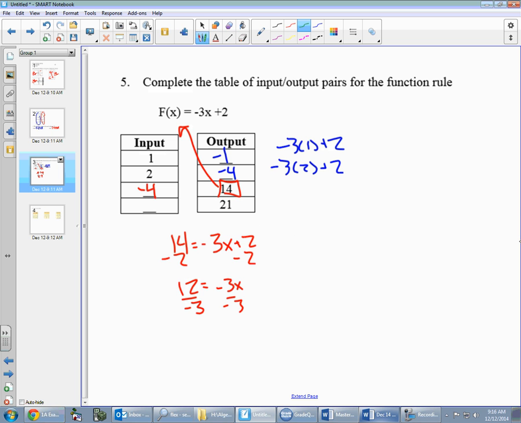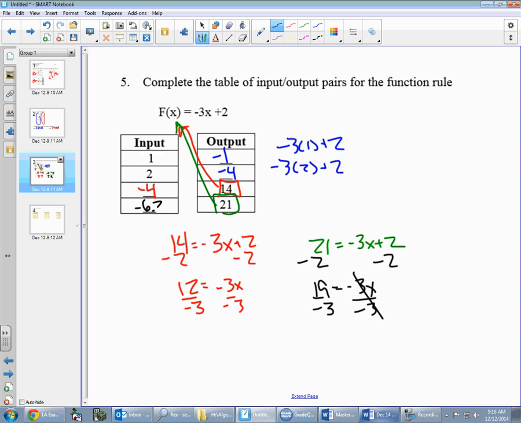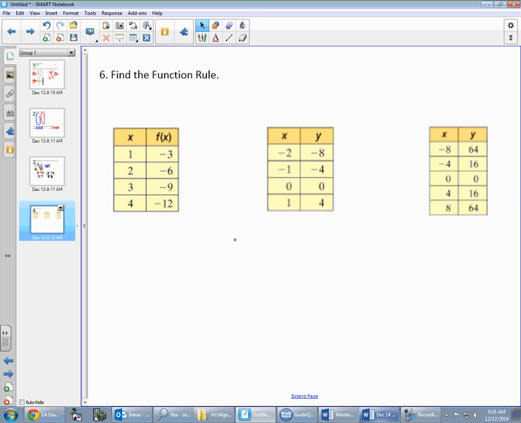I'm going to do the same thing with -21. You're giving me an f of x, an output, so I'm going to plug that in and figure out what I would have to plug in to get -21. 19 equals -3x, so when you divide both sides by -3, you're going to get -6 1/3, or -6.3 repeating as a decimal.